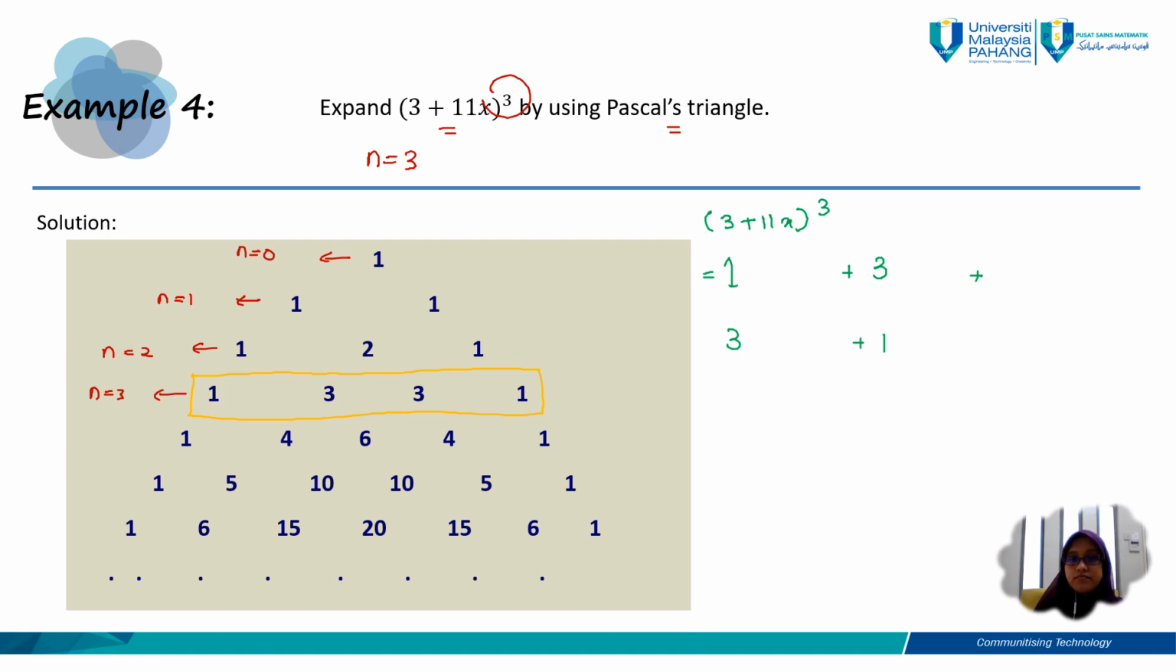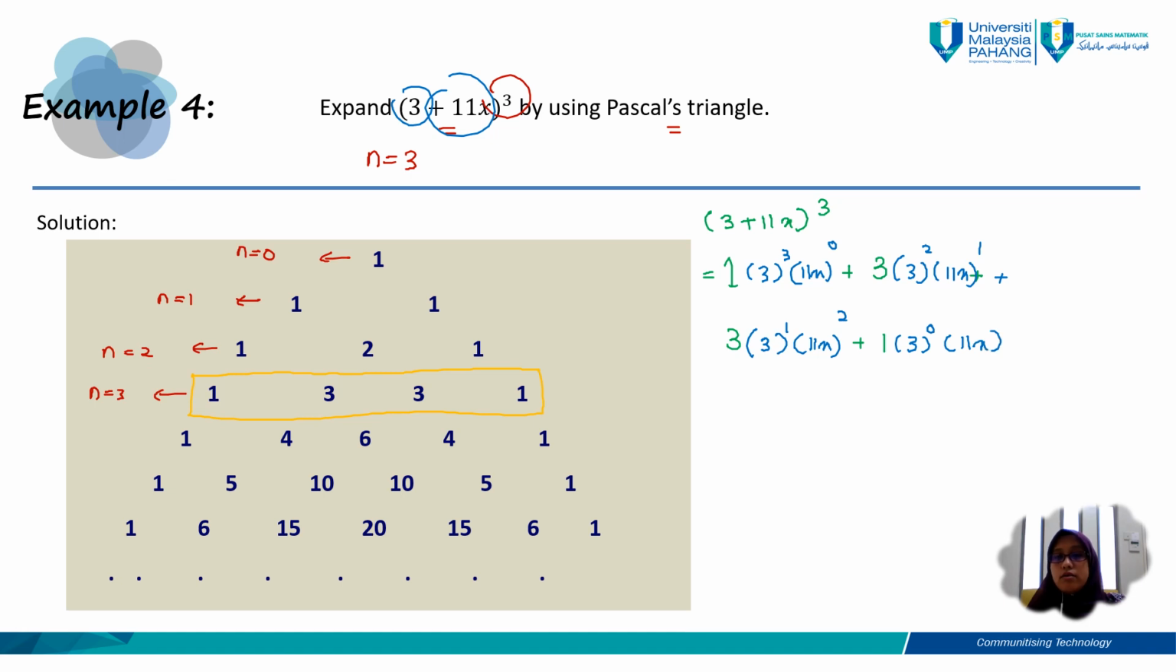So that means we have 1 times 3 to the power of 3, (11x) to the power of 0, plus 3 times 3 to the power of 2, (11x) to the power of 1, plus 3 times 3 to the power of 1, (11x) to the power of 2, and the last term is 1 times 3 to the power of 0, (11x) to the power of 3.